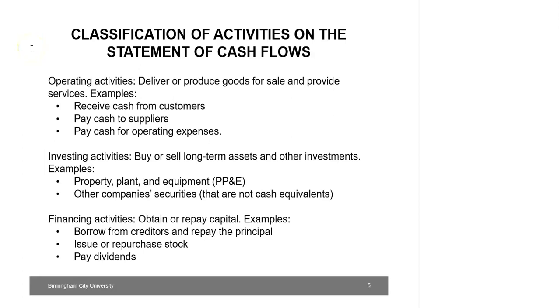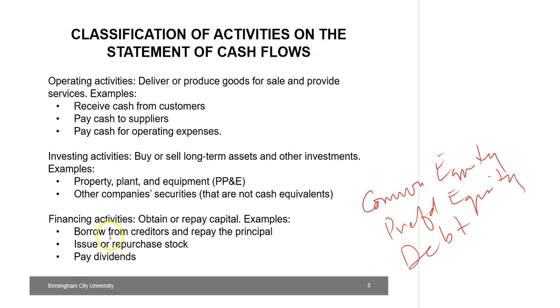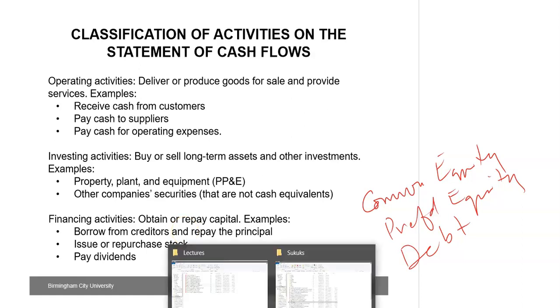Financing activities, on the other hand, relate to securing or repaying capital. Capital includes common equity, preferred equity, and debt. Borrowing from creditors such as banks, or issuing bonds, or repaying the loan principal, or redeeming the bonds, issuing or repurchasing stock or preferred equity, and paying dividends are all examples of financing activities.